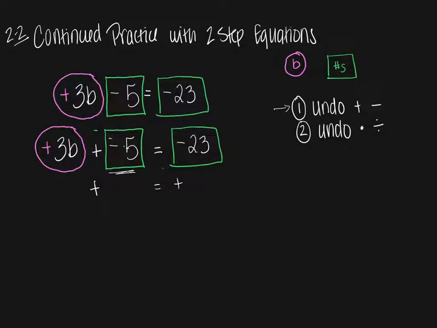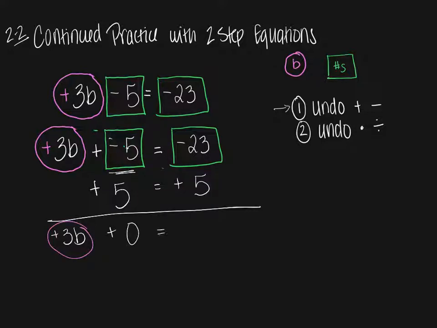What's the opposite of a negative? It's a positive. I'm going to add a +5. And I'm going to do that to both sides. And what does that give me? A +3b still. Plus 0 equals what? -18. All right, how do I undo this 3 with my 3b?